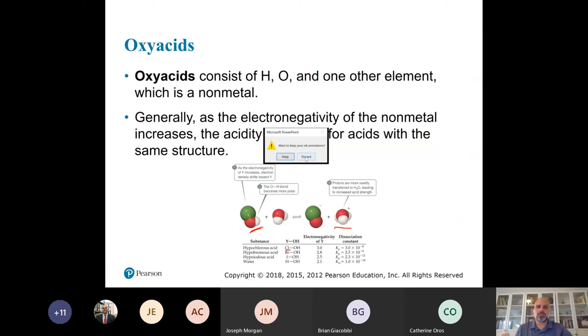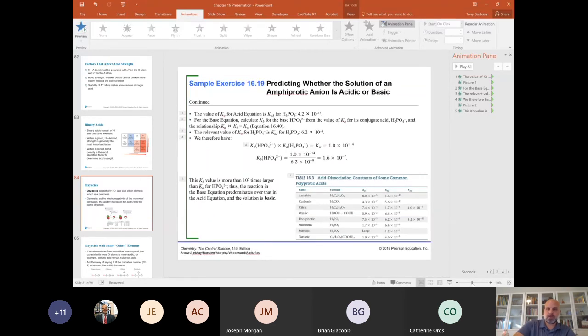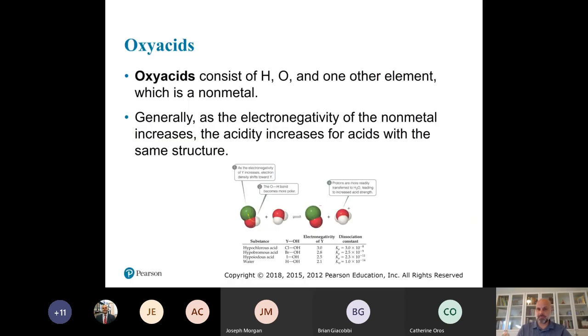This is killing me. I don't know why this keeps popping up on me whenever I click on the screen. I'm having some serious issues here. I apologize. I have some serious lag going on with my computer.